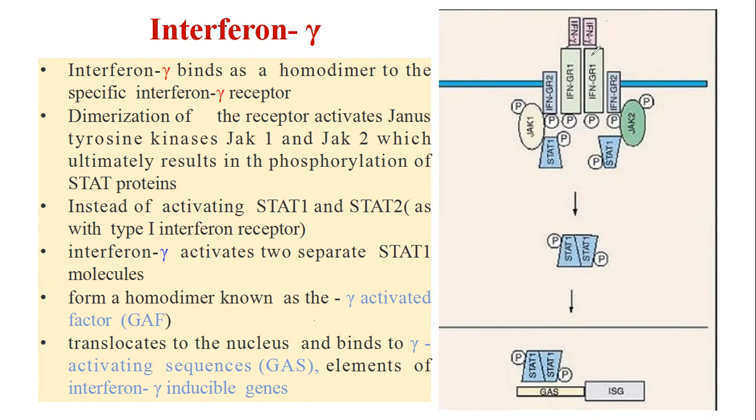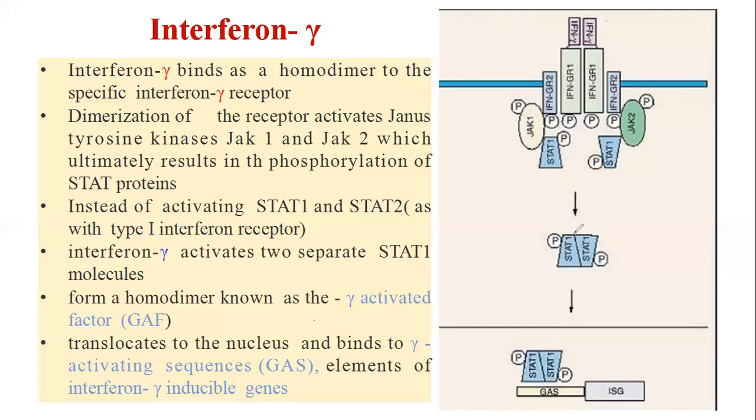Dimerization of the receptor activates again Janus kinase 1 and 2, JAK1 and JAK2, which ultimately results in the phosphorylation of STAT proteins. Here also STAT1, this blue one. Now, instead of activating STAT1 and STAT2, interferon gamma activates two STAT1 molecules.